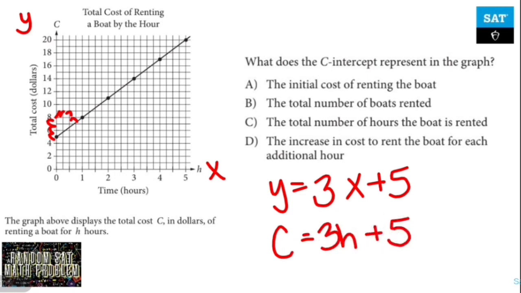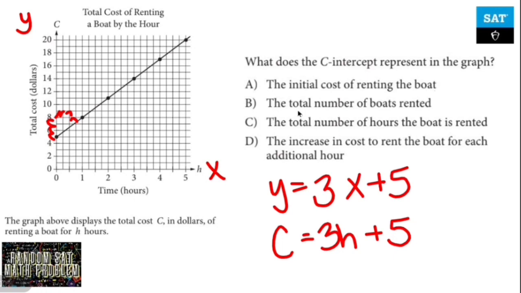What does the c-intercept represent in the graph? All right, so what does the y-intercept mean in the graph? Well, what it means is for 0 hours, it costs $5 to rent a boat. So essentially, this is saying it costs $3 per hour, and for no hours, you pay $5. So the initial cost is $5 no matter what. And it looks like A is going to be our guy right there.